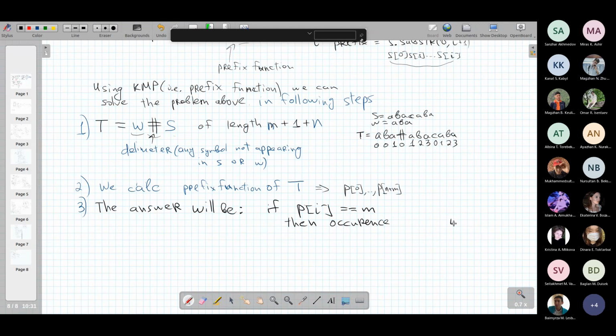So I would be the last symbol, right? And the first position is I minus m, plus 1. Yeah, plus 1. Okay. So that will be the occurrence. So this is the first position, and this is the last position.